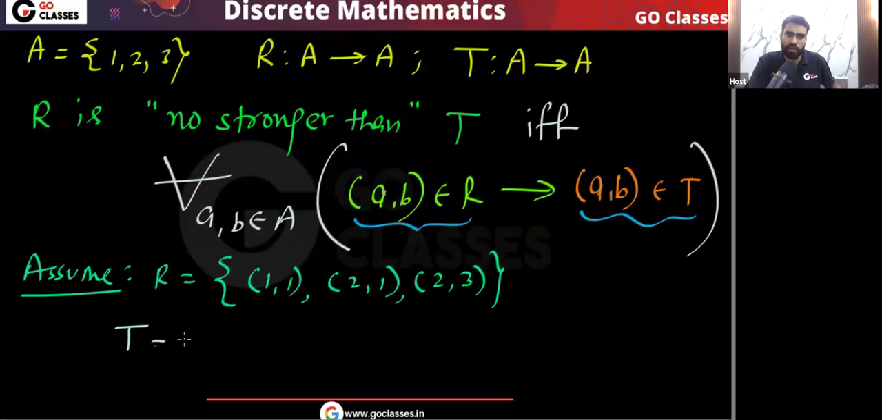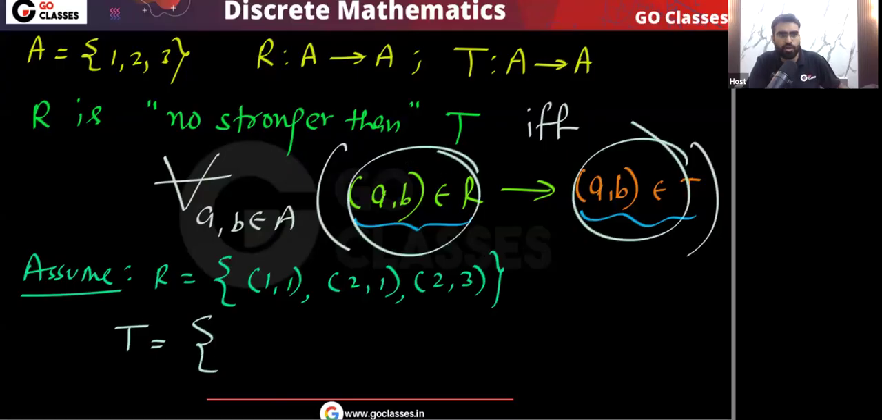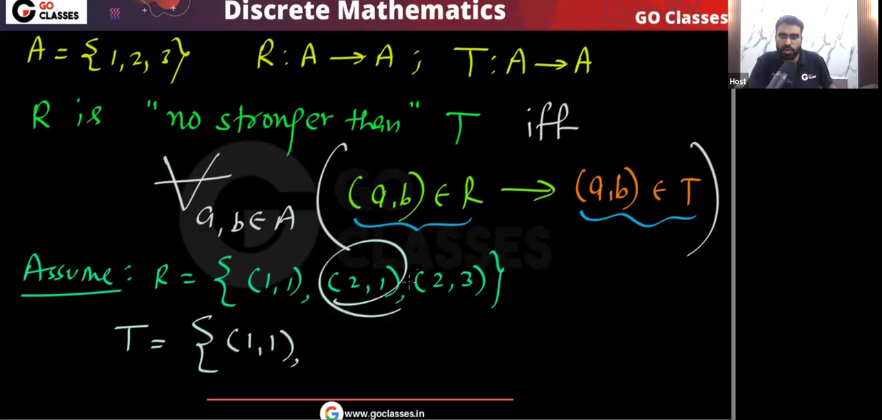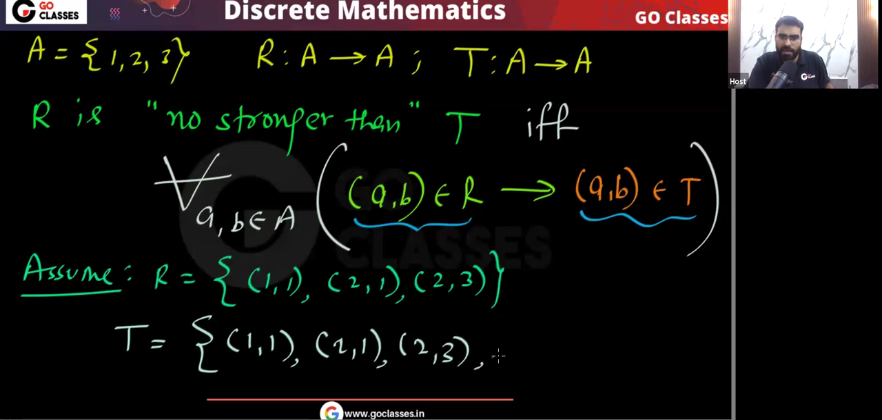Now you can see what T will be. Tell me what T can be. We are simply saying if any ordered pair belongs to R, then it also belongs to T. If this ordered pair belongs to R, then this will definitely belong to T. This ordered pair belongs to R, so this will definitely belong to T. And there can be some extra things. So I can simply say that this R is basically a subset of T. I hope you understood.